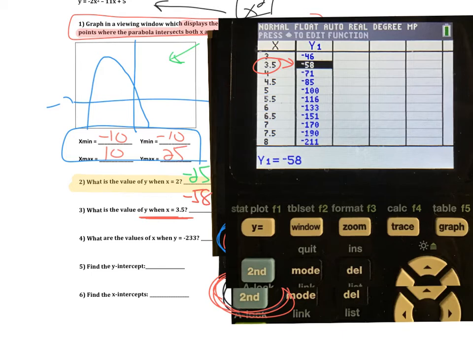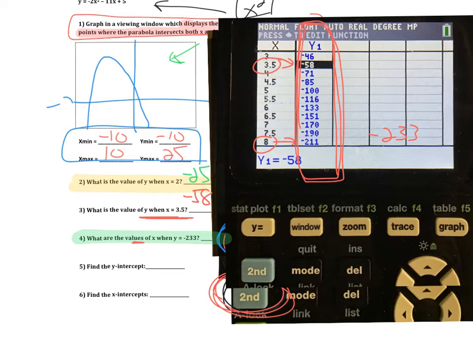For part 4, now I have to find the values of x when y is negative 233. So what I'm going to do is look in the y column for negative 233. And it says values, so there's going to be 2 values because it's a parabola. And if you notice, I'm up to 8 and y is negative 211.